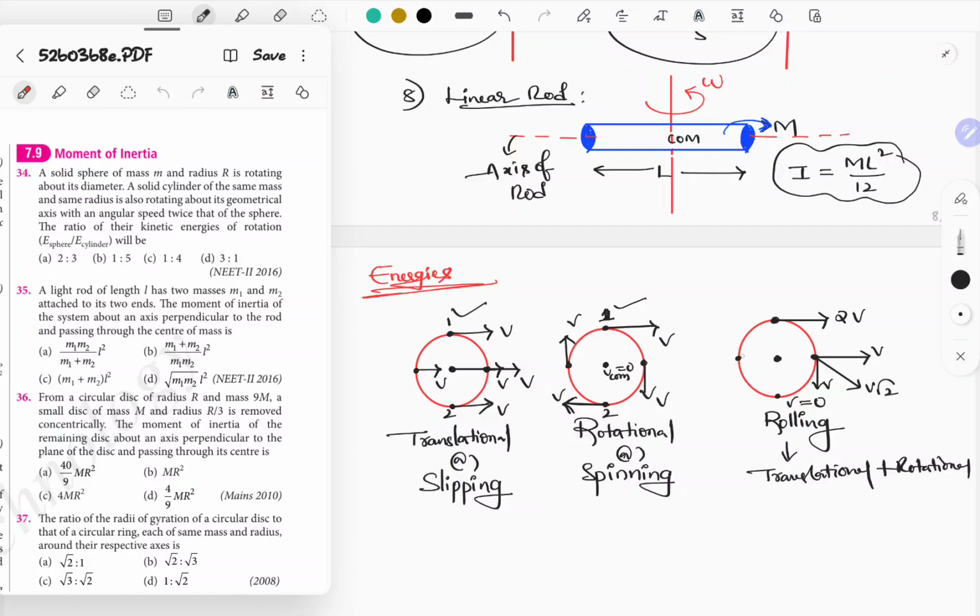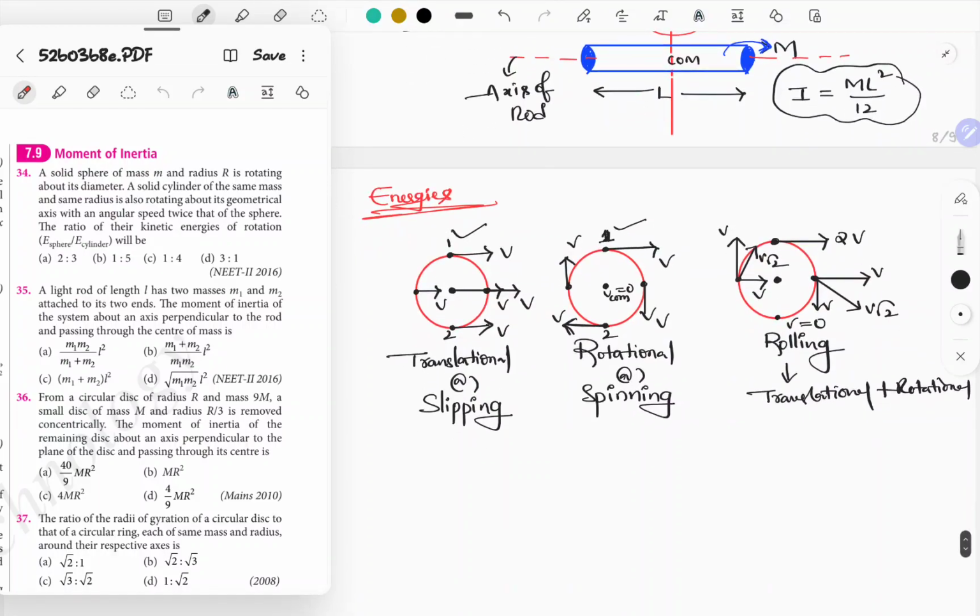Similarly, velocity at this point. One is towards the right, which is v. Another one is up. One is due to rotational, another one is translational. The resultant is going to be v root 2. So this is the way to represent different types of velocities acting on those particles.